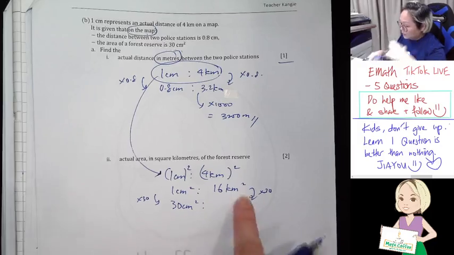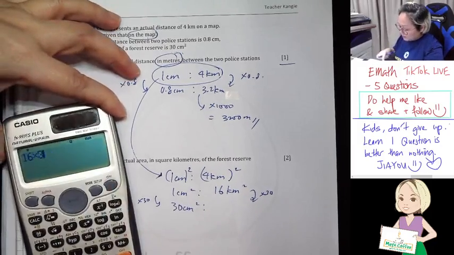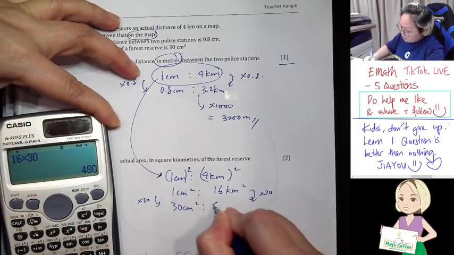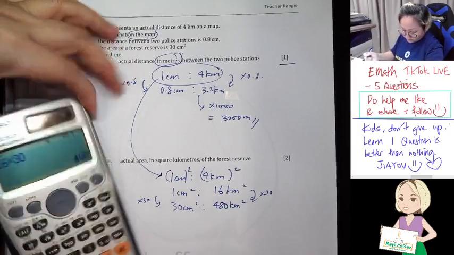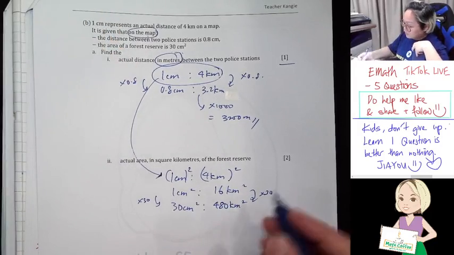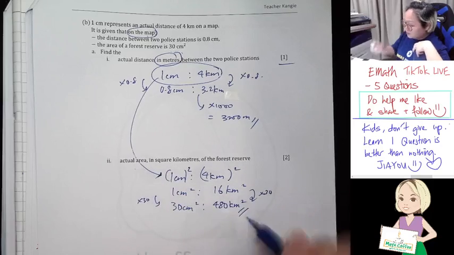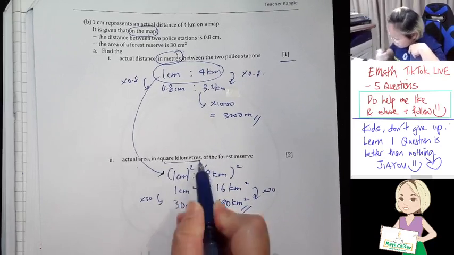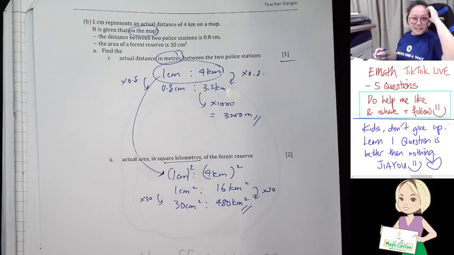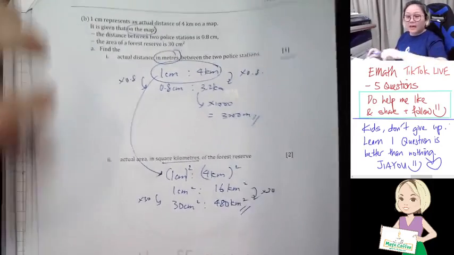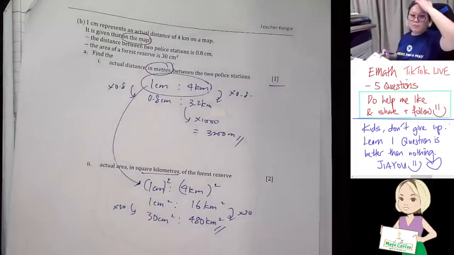Okay, let's move on. So now it is 16 multiplied by 30. I get 480 km square. So the actual area is this. Now I check km square. Okay, we still got the last part whereby they change the map again.